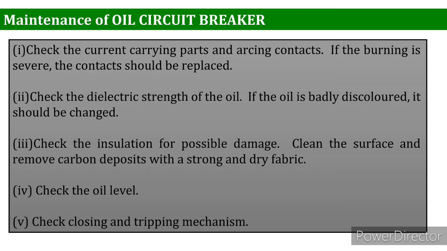Due to the severe and high magnitude of the current flowing, the contacts of the circuit breakers deteriorate, and sometimes on severe burning, the contacts get damaged, so they should be replaced if needed. The second one, we have to check the dielectric strength of the oil. If the oil is badly discolored, it should be changed. Like I mentioned earlier, if the carbonization problem is continuous, an oil sample has to be taken and checked properly through a lab which analyzes the carbon content in the oil. If it is above a certain range, the oil must be changed.